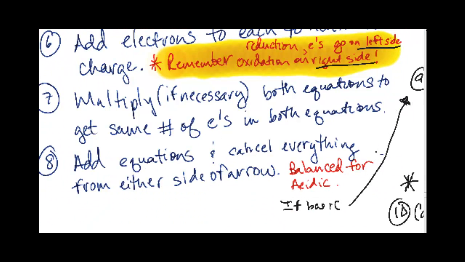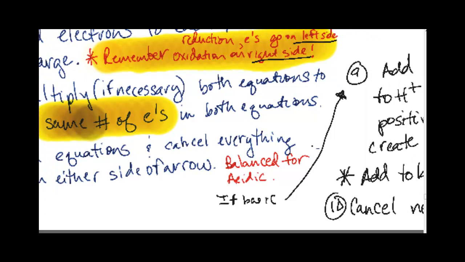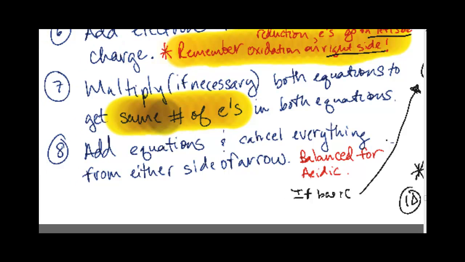Then if you have an unequal number of electrons in both equations, what we're going to do is multiply both equations, or one equation if necessary, by numerical constants so that we get the same number of electrons. Okay. Then after you get the same number of electrons, you can add the two equations and cancel everything from either side that can be canceled. So if it shows up on either side, just subtract the smaller one from both sides, and then you'll be left with the bigger one on its own side. And then when you're done with that, you're balanced for acidic conditions.